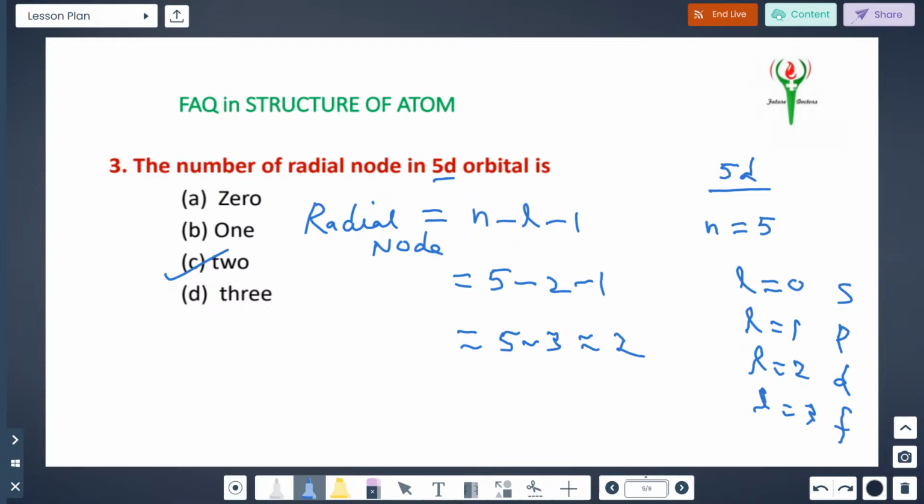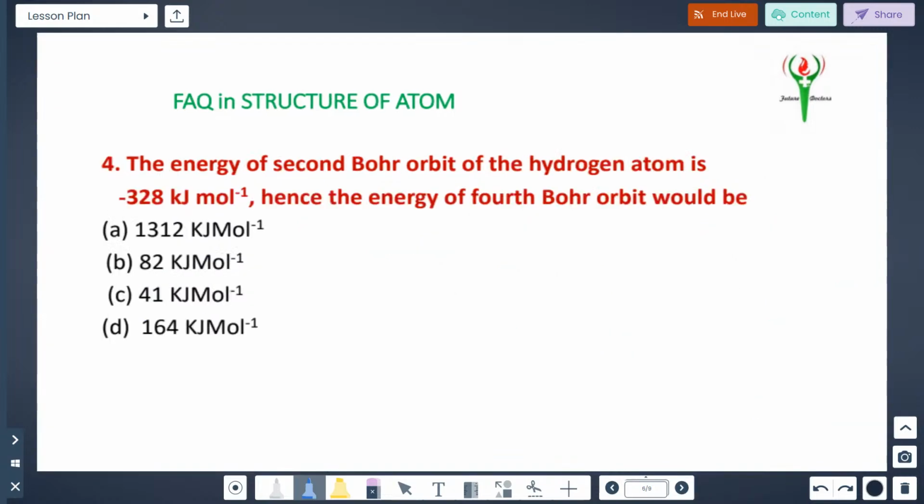Sometimes they'll ask about the angular node. Angular node means only the l value. What's the l value for this 5d orbital? For d orbitals, we have 2 as the answer. Understood? Okay. Are you following? Can we go to the next one? Just memorize the formula, it will be easy to solve the sum. Next one.